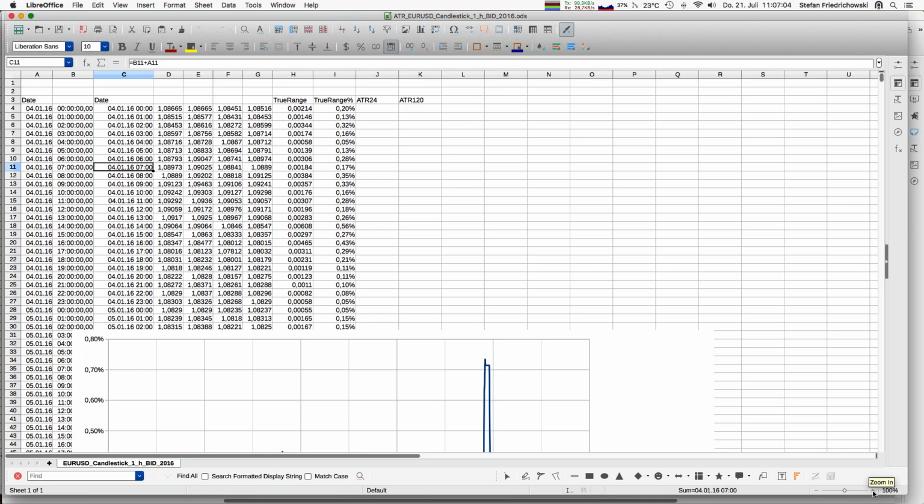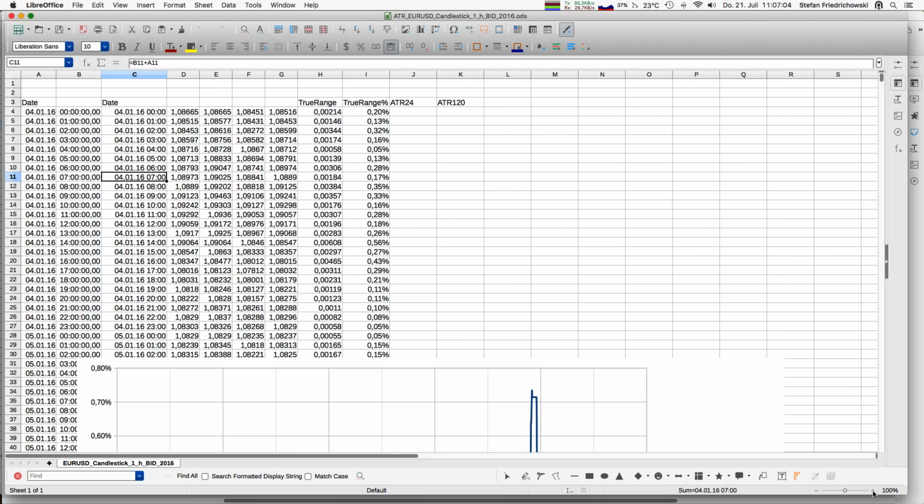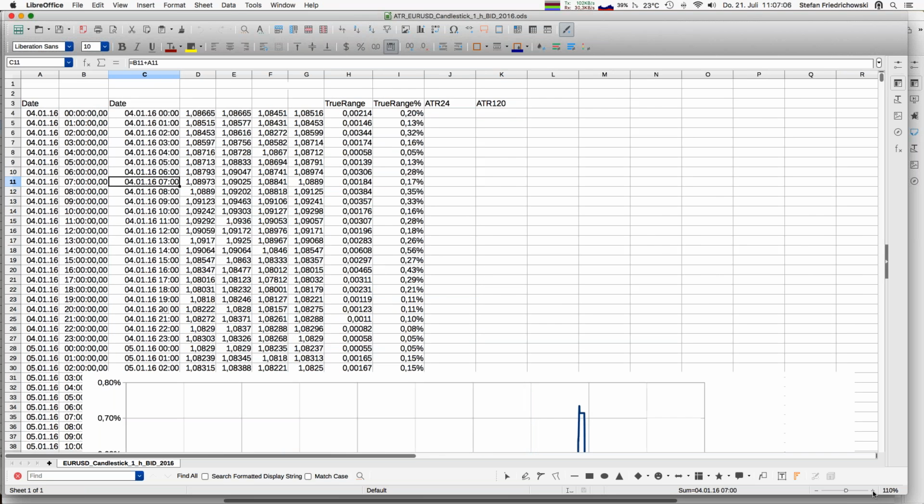Based, I can zoom a little bit, then it's easier for you to follow. Last week I showed you how to get access to historical data, and this is exactly what we get when we, for example, download those data from Dukascopy. And now I want to calculate the so-called average true range within that Excel sheet.